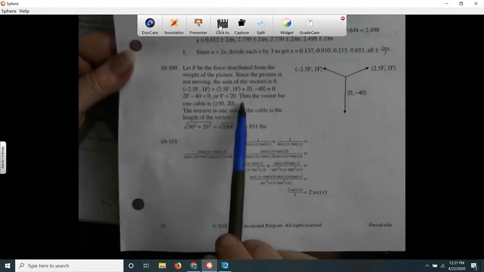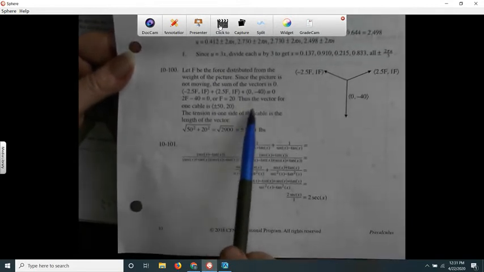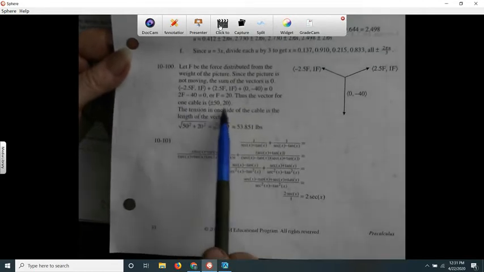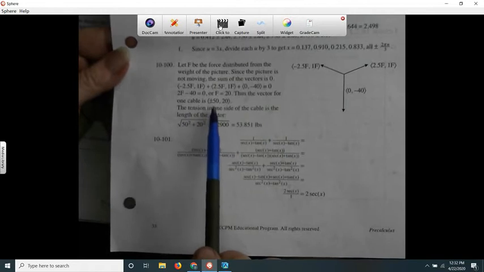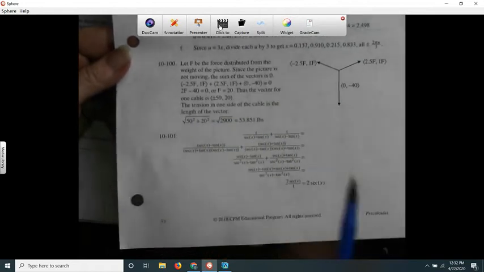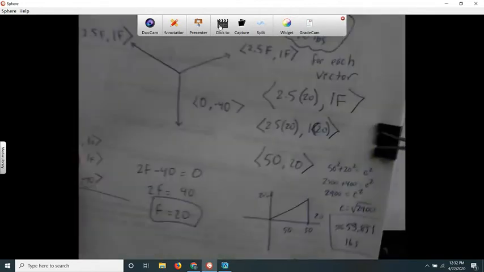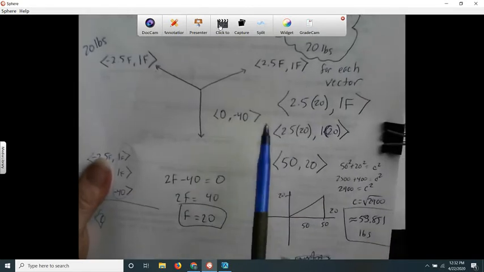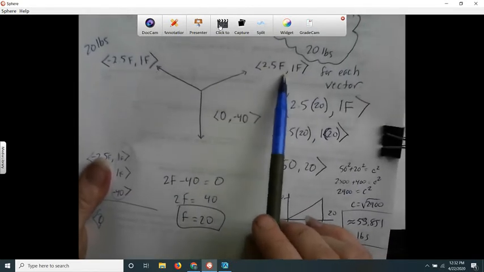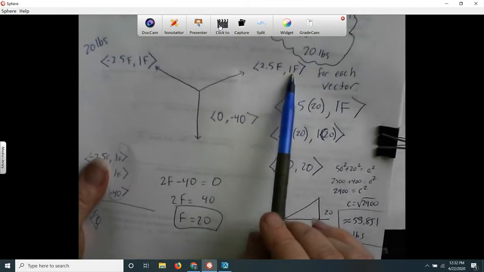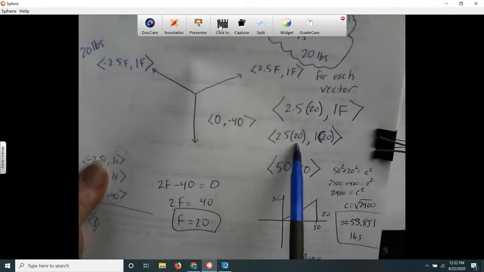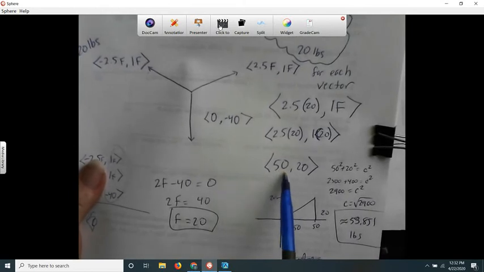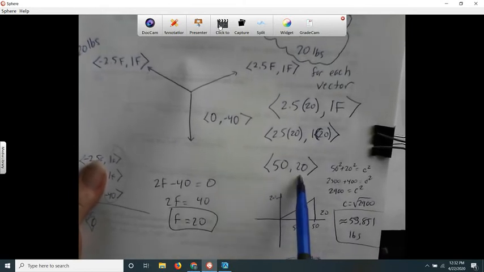So then what do you do with that information? They said thus the vector for one cable is plus or minus 50, 20. How is that? That's because we said our vector was 2.5 times force, 1 times force. So if the force is 20, it's 2.5 times 20, which is 50, and then 1 times 20 is 20.